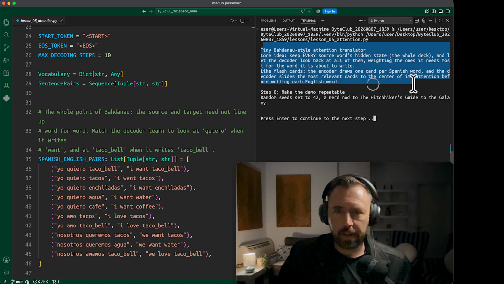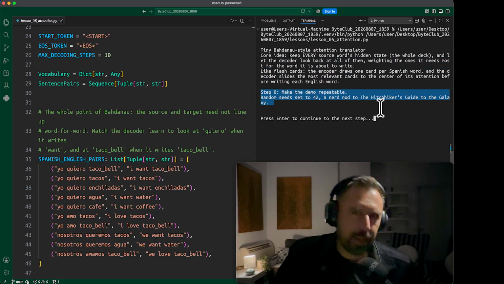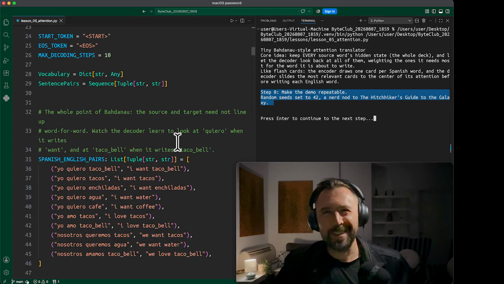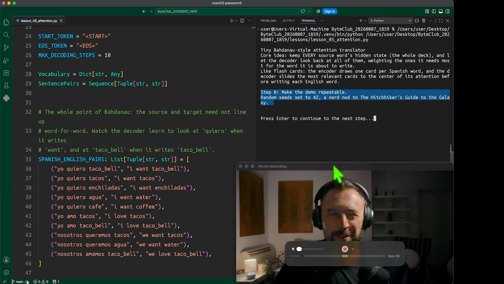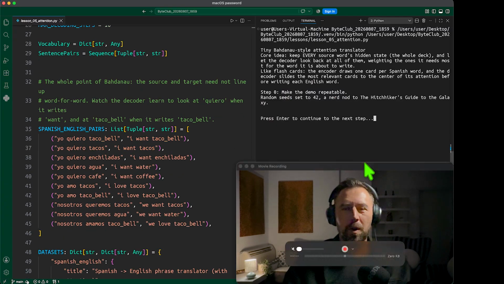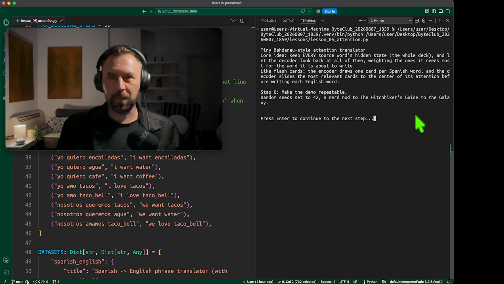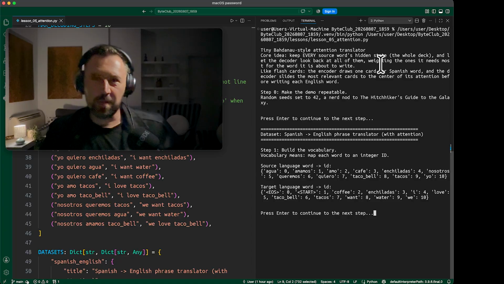And here you've got an explanation. We're going to randomize using a seed number of 42, which if you had read The Hitchhiker's Guide to the Galaxy, you'll know that. And otherwise, I'm not going to explain. All right, so here we go. Without further ado, hit enter to continue. And we've got our Spanish-English.